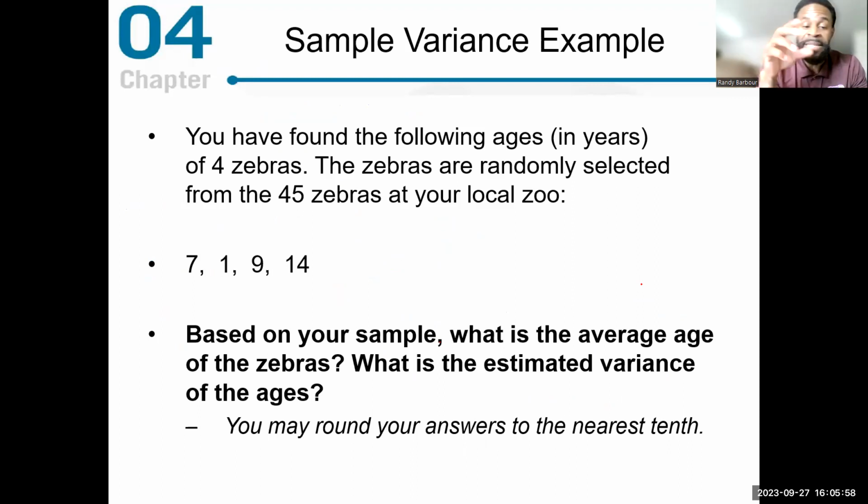What you're going to see now is that since I don't have a mean for the population, I'm using the mean for the sample to then estimate. And again, we're talking about an estimated variance. We're getting an estimated variance for the population of zebras. So out of these four zebras, we're able to estimate that the mean age is 7.75, and that the standard deviation is around 5.38, right? We know the variance is around, what was it, 28.92. So we're just making estimates about the population of 45 zebras. So we're making an inference, or trying to draw conclusions to the population.